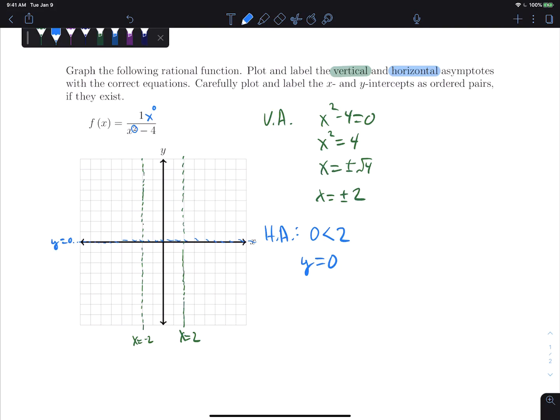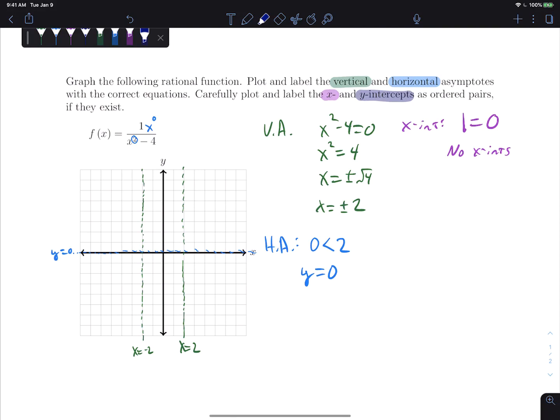Good. Now let's find x-intercepts. To find an x-intercept, we set the numerator equal to 0. So the numerator is 1, set it equal to 0. But notice that 1 equals 0 is not true. So therefore, there are no x-intercepts.